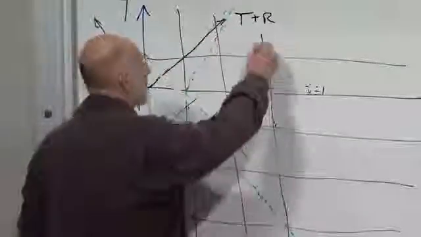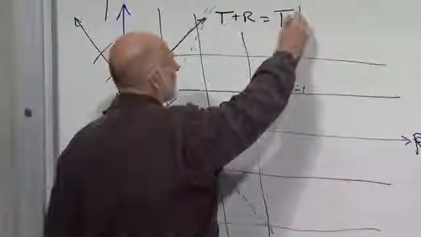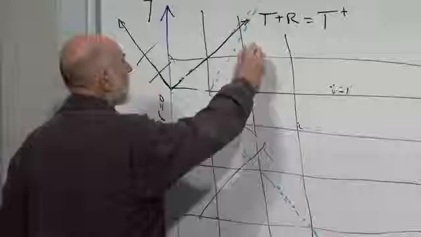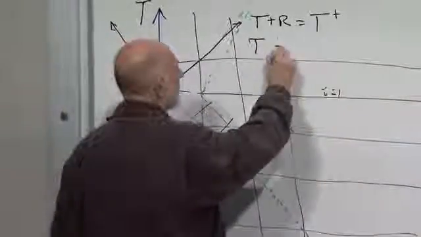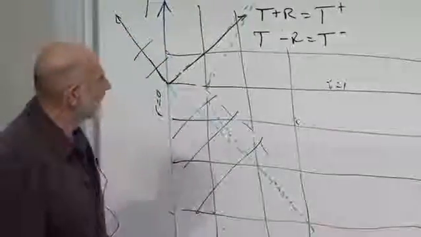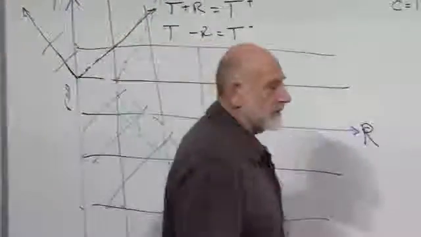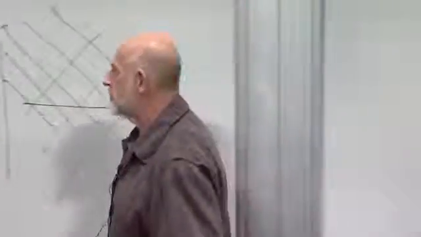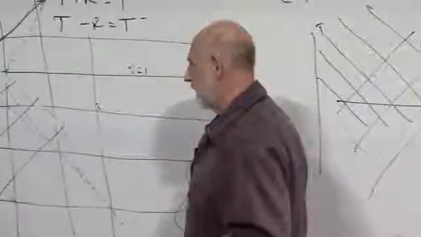T plus r is called t plus, and t minus r is called t minus, just as you might expect. Okay, so we have a different way of describing the same space-time, the same good old flat space-time. Instead of t plus r and t minus r, we have t plus and t minus.